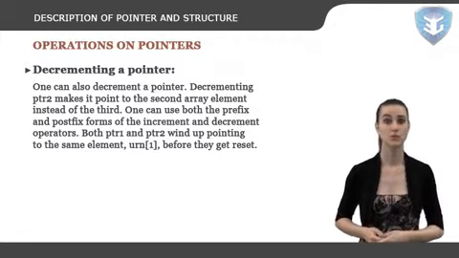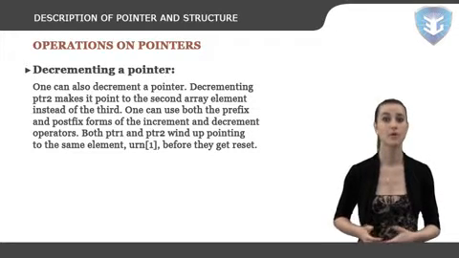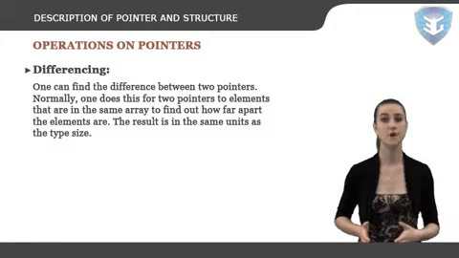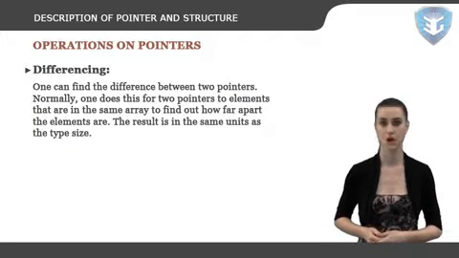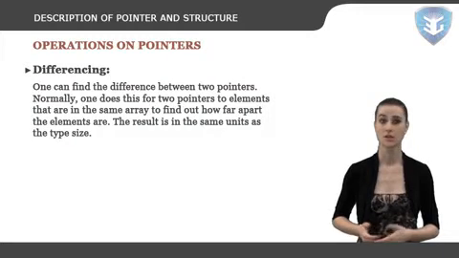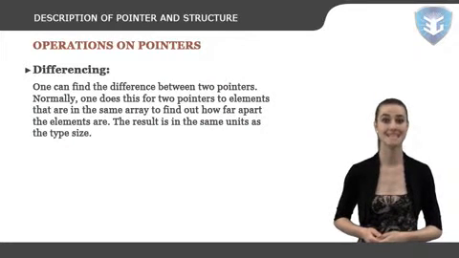One can use both the prefix and postfix forms of the increment and decrement operators. Both ptr1 and ptr2 wind up pointing to the same element, urn[1], before they get reset. Differencing. One can find the difference between two pointers. Normally, one does this for two pointers to elements that are in the same array to find out how far apart the elements are. The result is in the same units as the type size.